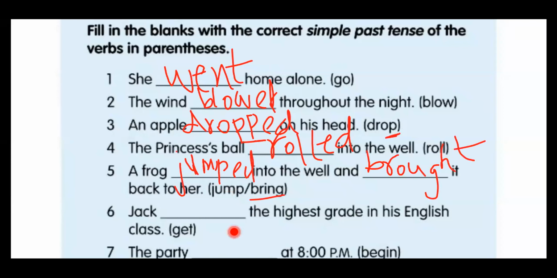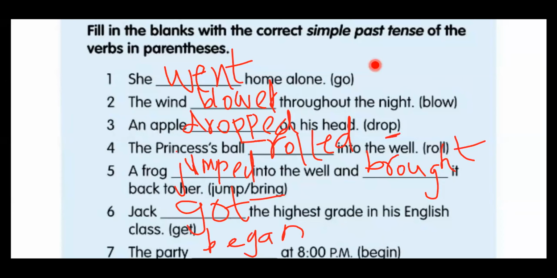Now next, Jack dashed the highest grade in his English class. Jack, get will become got. Okay. Get will become got. Jack got the highest grade in his English class. Now next, the party dash at 8 p.m. The party began. Very good. The party began at 8 p.m.